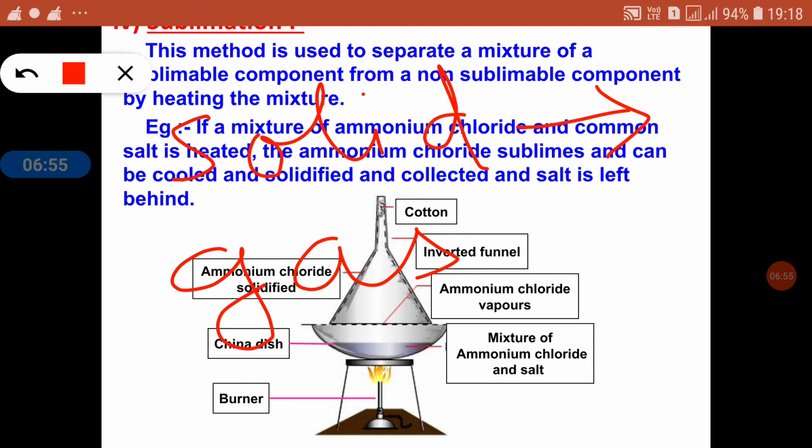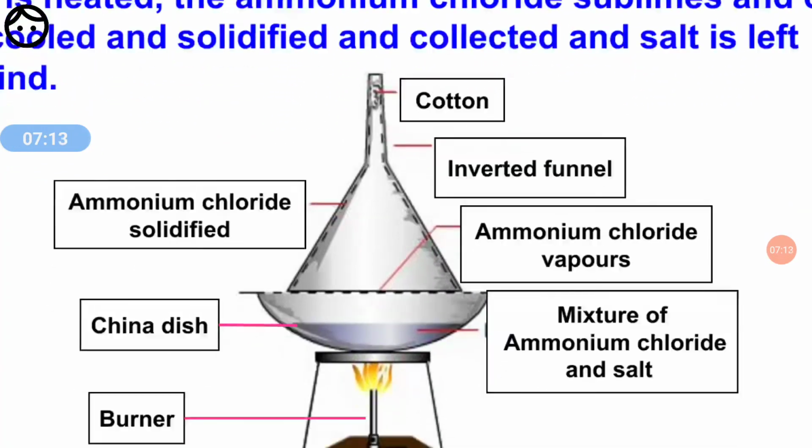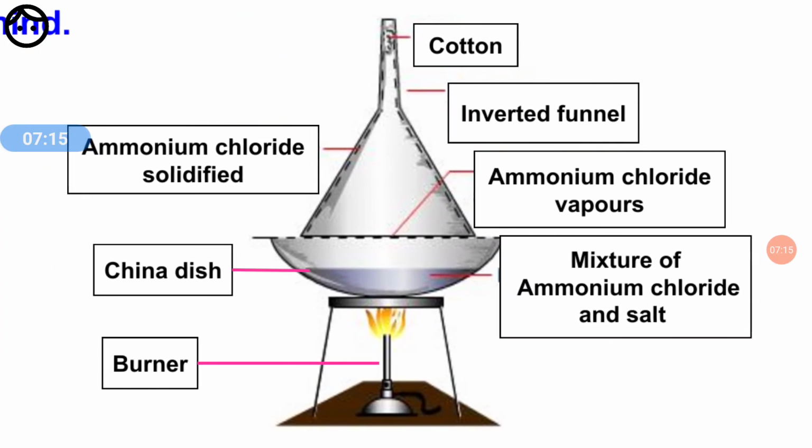So the method through which a substance directly goes to the gaseous state without going to the liquid state is called sublimation. So in this method you can see here, you have to take a china dish. In this china dish you take the mixture of ammonium chloride and salt. Keep this china dish over the stand and put the burner below. Cover this china dish with an inverted funnel.